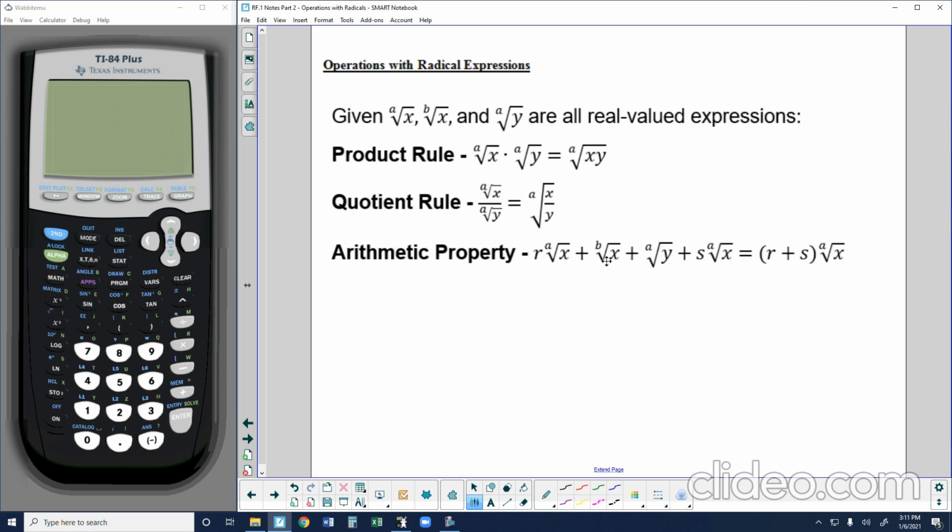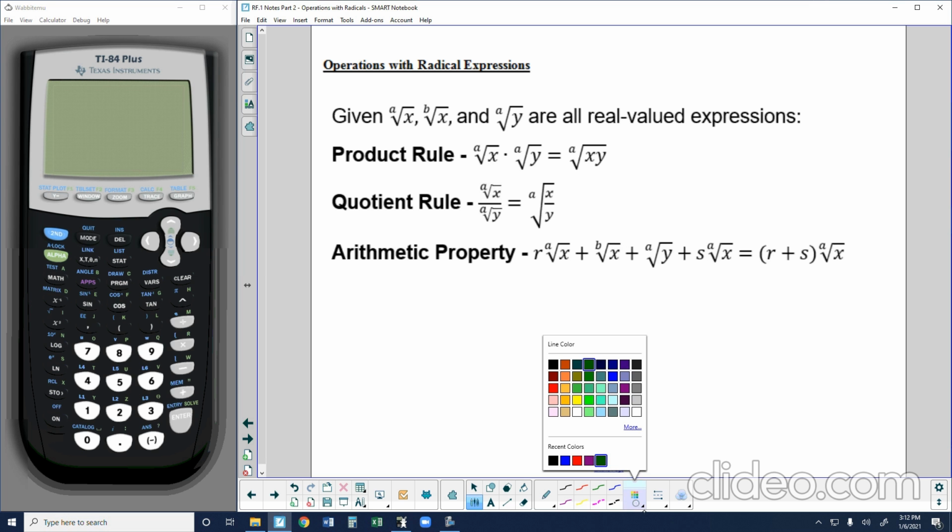If we look through here, we have some roots that have the same power. The odd one out is the b-th root of x, but here we have the a-th root of x, the a-th root of y, and the a-th root of x again. The only ones we can add together are those with a common power and the same radicand. So the a-th root of y cannot be added to the ones that have x on the inside. If they are the same, we add their numbers out in front.